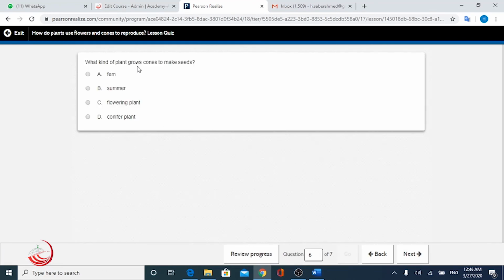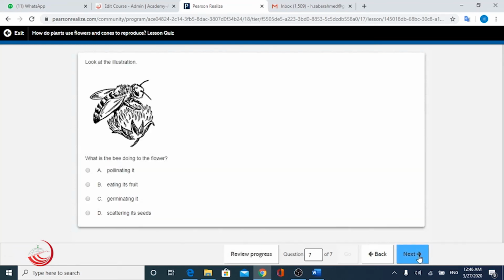What kind of plant grows cones to make seeds? What kind of plant grows cones? From its name, grows cones. So I will search for the cone. Yes, conifer plant. Very good. Next, look at the illustration.